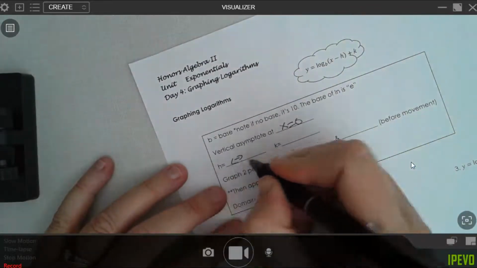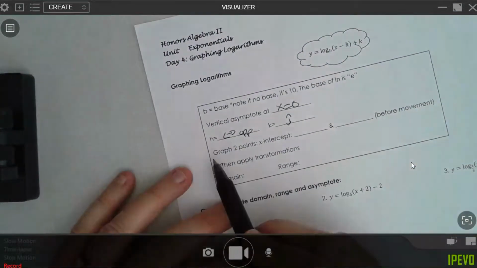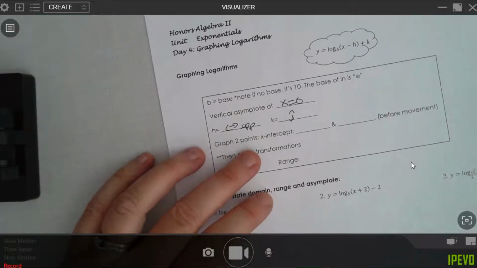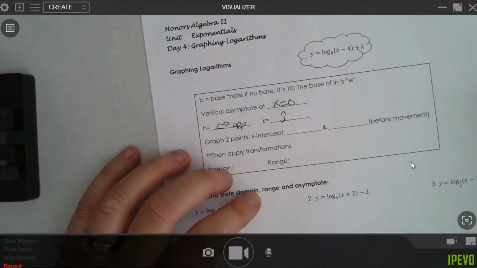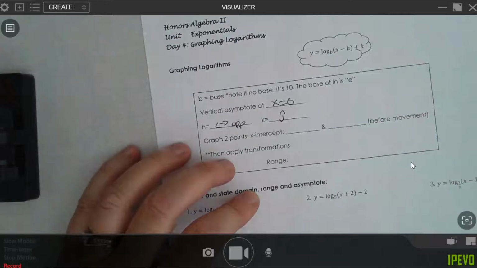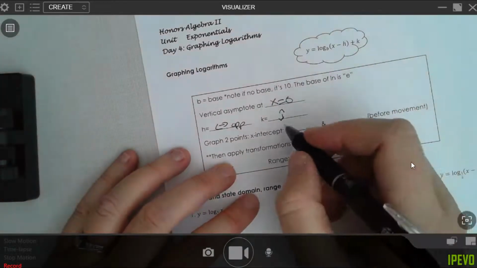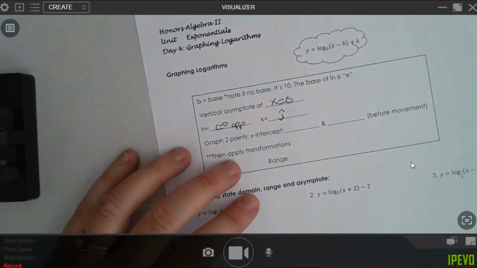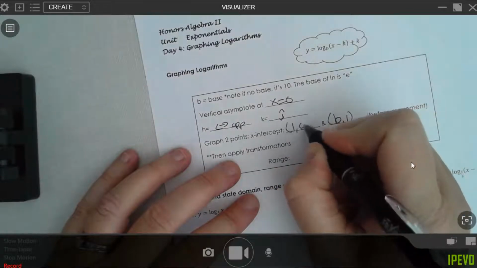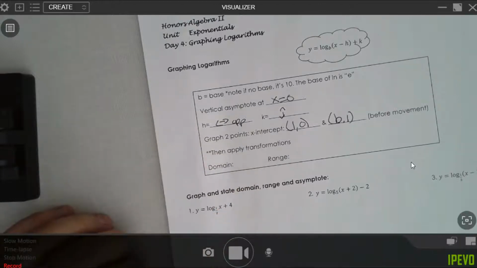H still moves it left and right, opposite of what we see. K moves you up and down. This time we'll graph 2 points. We're going to graph the x-intercept, and I don't know what that is supposed to stand for. But when we have this right here, (1, 0) is always a point that hits on it, and then (b, 1). And then we're going to apply any transformations.